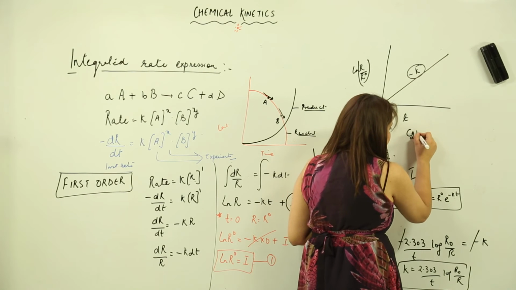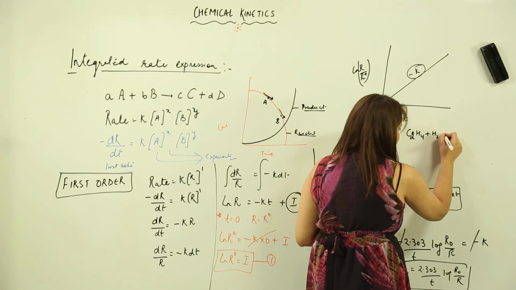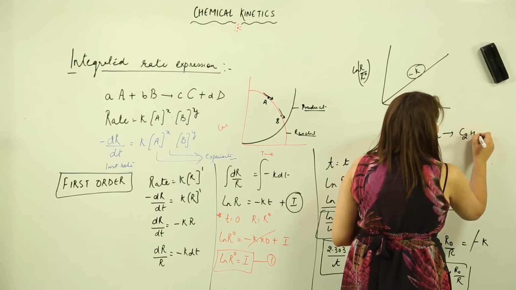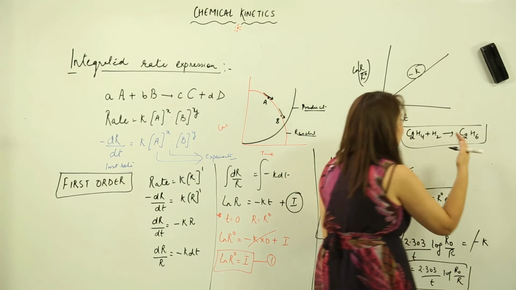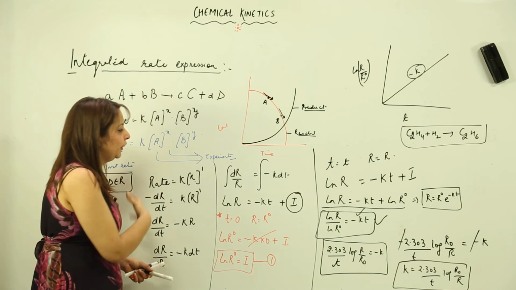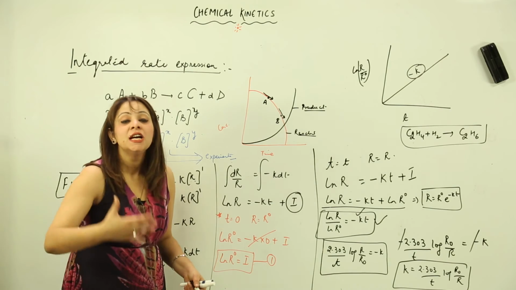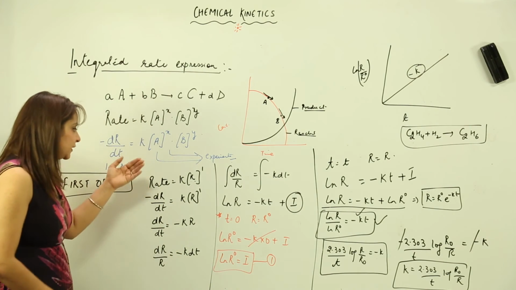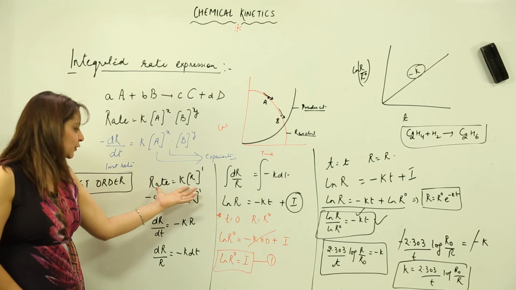So this is the graph, and suppose I consider a first order reaction where I can use it. Suppose I have the hydrogenation of ethene. So when we add hydrogen to ethene, it becomes C2H6. So this kind of reaction is a first order reaction, and we can write the integrated rate expression involved. Again, I am just telling you that you know how to write the rate for a first order reaction.